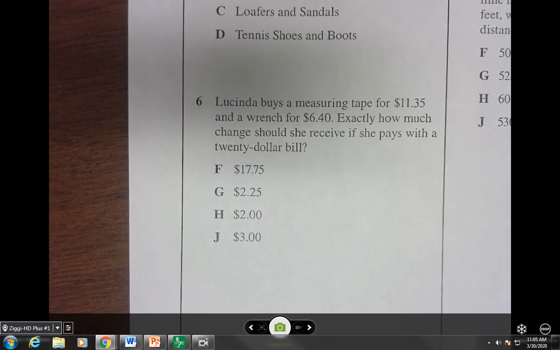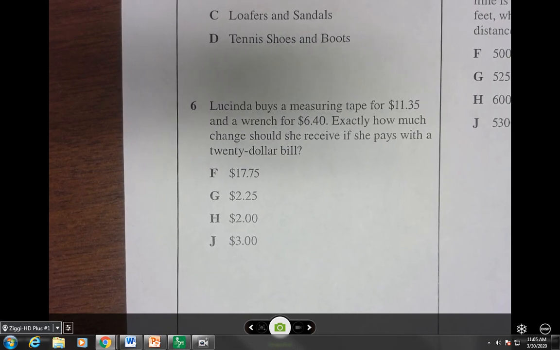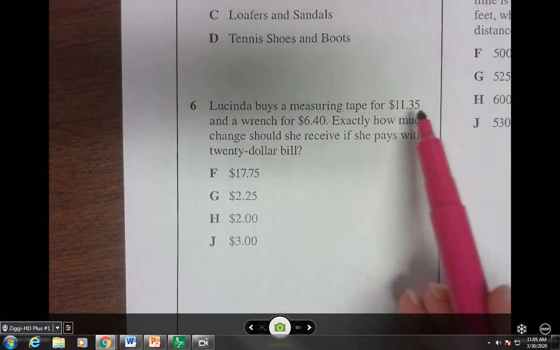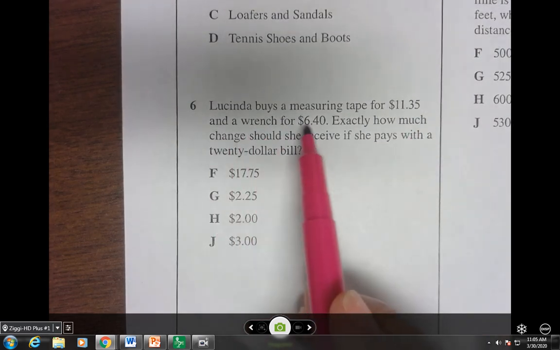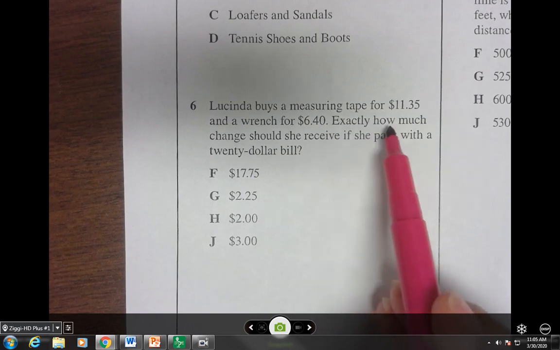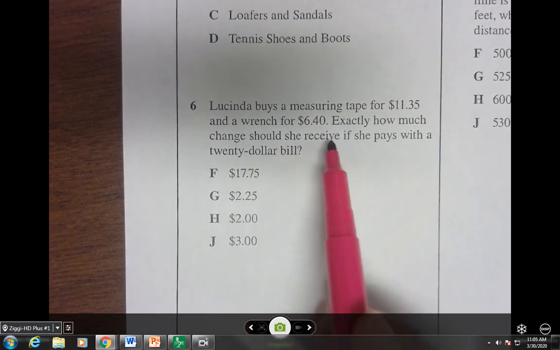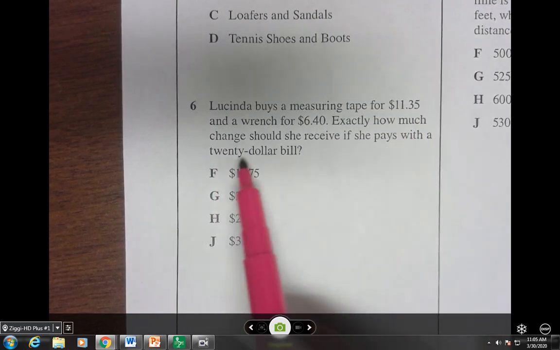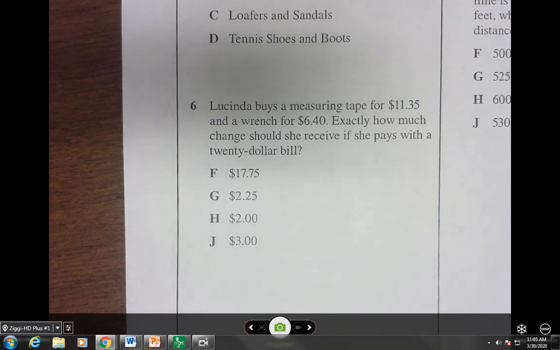All right. Number 6 says, Lucinda buys a measuring tape for $11.35 and a wrench for $6.40. Exactly how much change should she receive if she pays with a $20 bill? Okay, we have to look at that problem because it has multiple steps in it. First of all, we need to figure out the total price of what Lucinda spent for the 2 items that she buys.